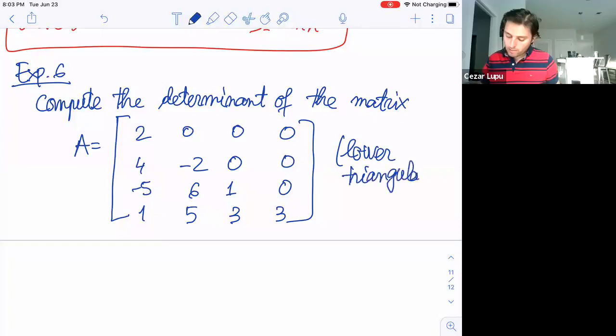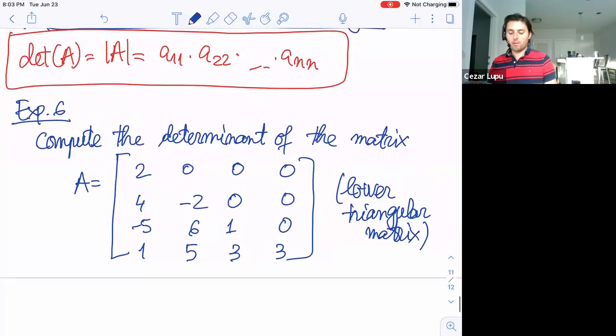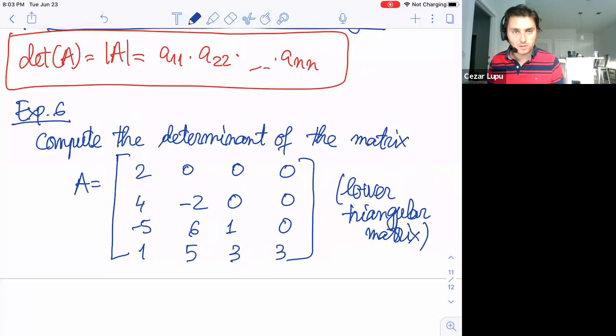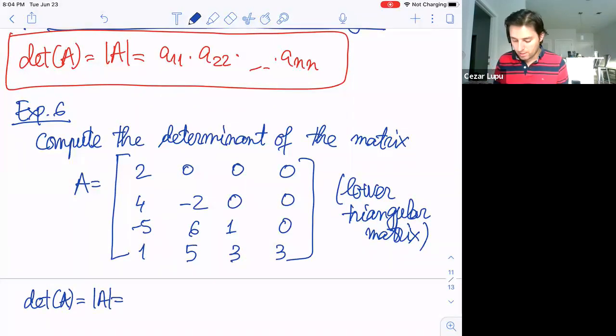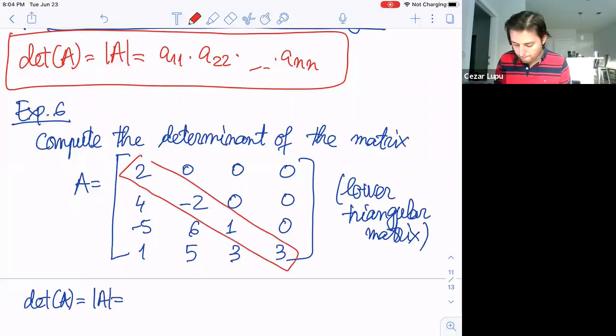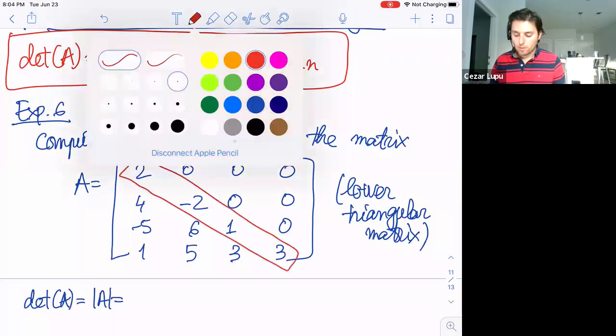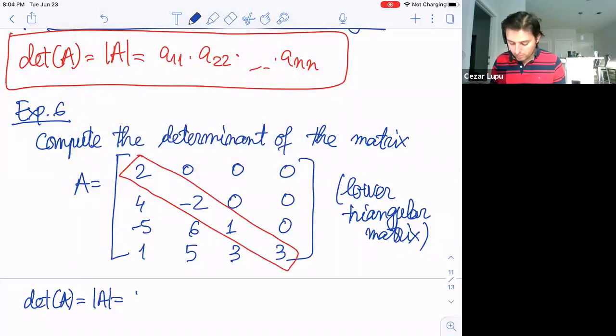The lower triangular matrix. And based on our previous consideration, as you can see in the formula above, the determinant of A is nothing else than just the product of the elements on the main diagonal, right? You see them here. So in other words, this will be 2 times negative 2 times 1 times 3. And this will give us negative 12.